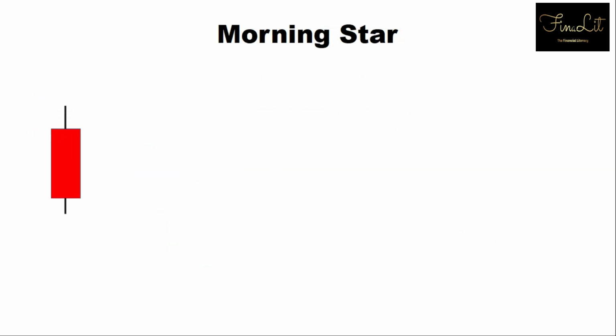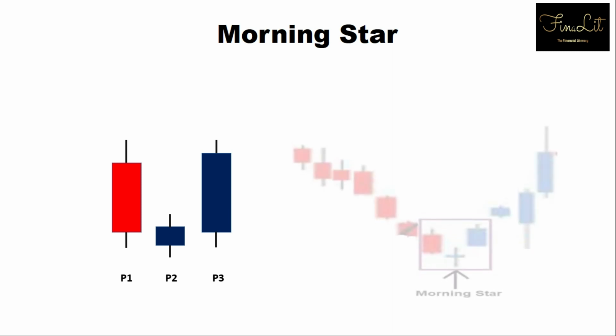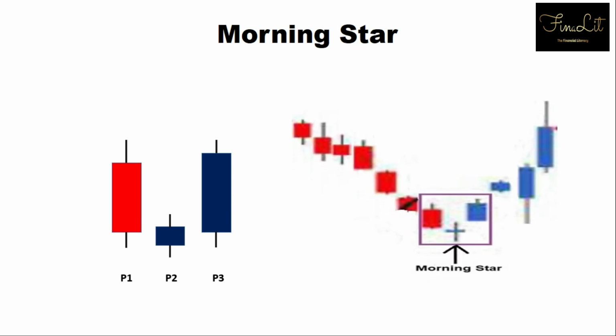Morning star. Star formation occurs over 3 trading sessions. The candle of P2 is usually a doji or a spinning top. If there is a doji on P2 in a star pattern, it is called a doji star: morning doji star, evening doji star. Else, it is just called the star pattern, like morning star or evening star.